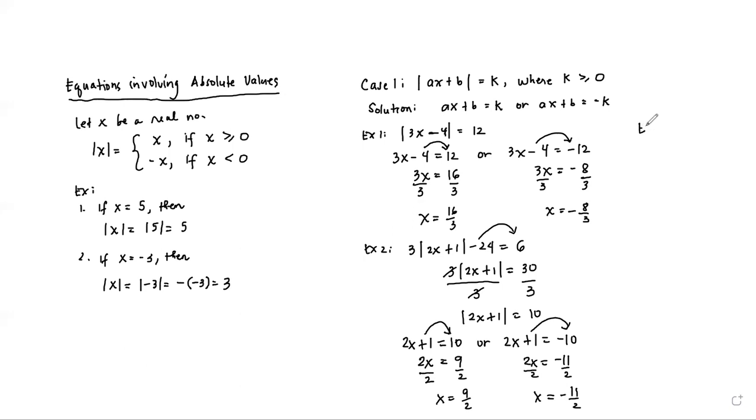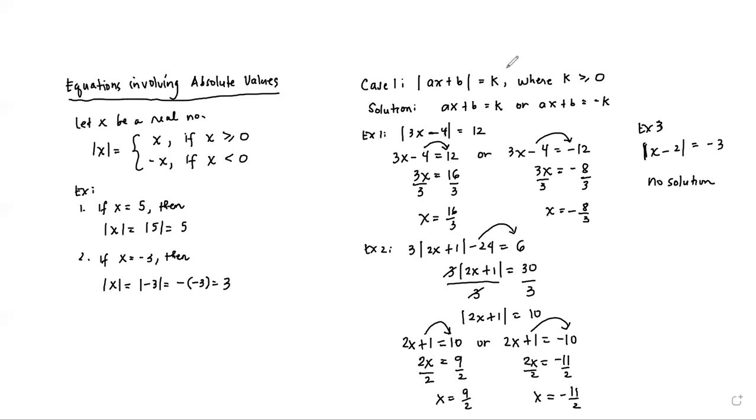Now, what happens whenever our absolute value is equal to a negative number? So for example, if we have the absolute value of x minus 2 is equal to negative 3. Now, case number 1 requires that the constant must be a positive or a non-negative real number. But in this case, our constant is negative. So this equation doesn't have a solution because the left side will always be positive and cannot be equal to a negative number. So this equation or this example doesn't have a solution.